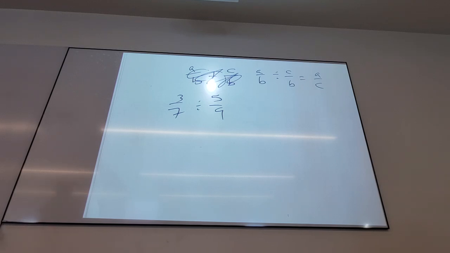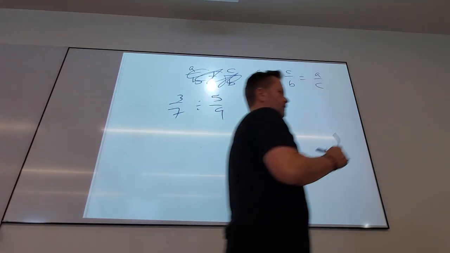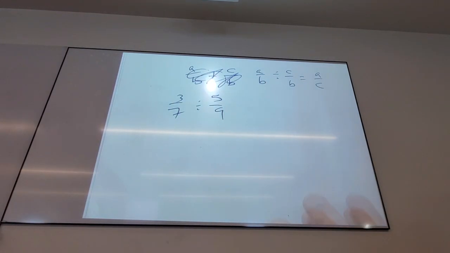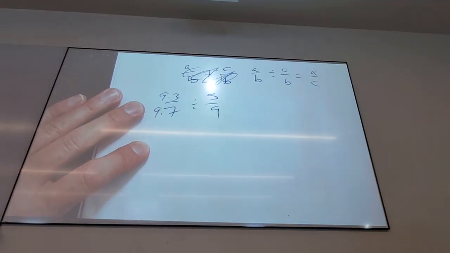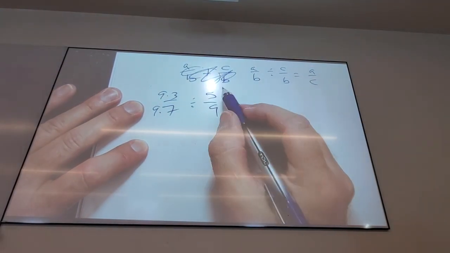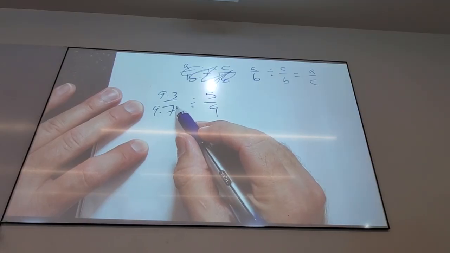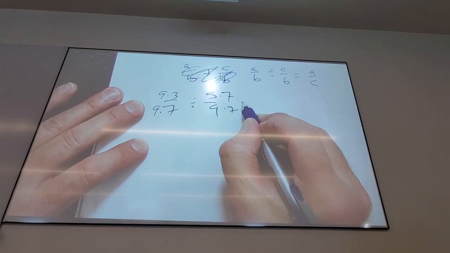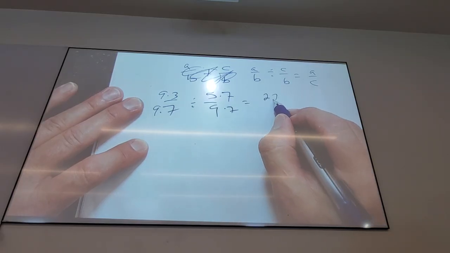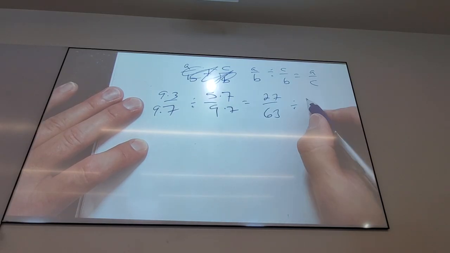So what's the first one missing? What's 3/7 missing that 5/9 has? 9. What's 5/9 missing that 3/7 has? On the bottom, right? 7. So this becomes 27/63 divided by 35/63.